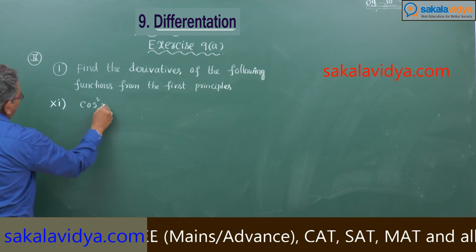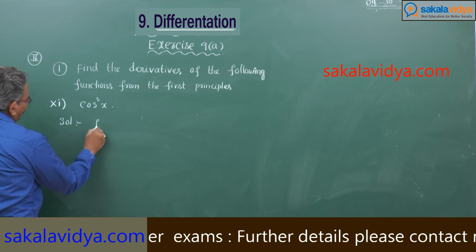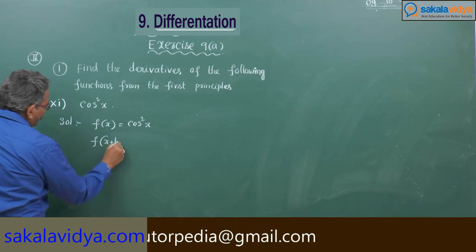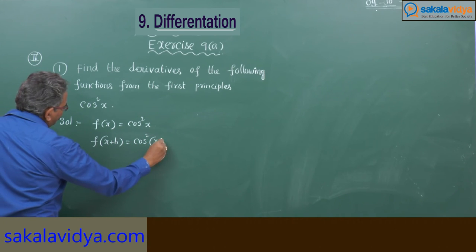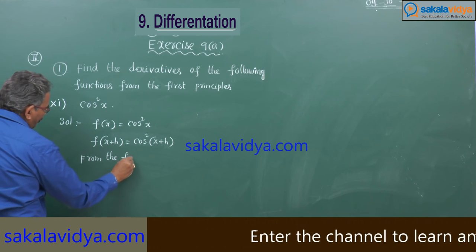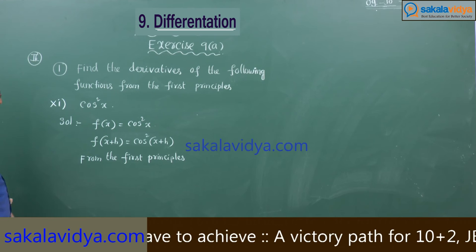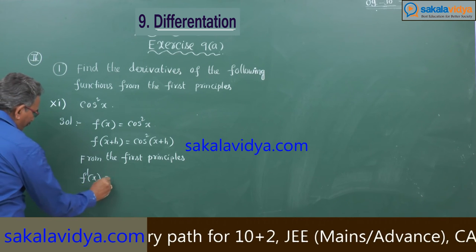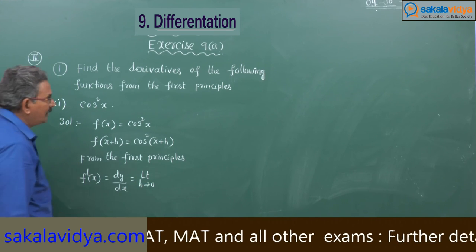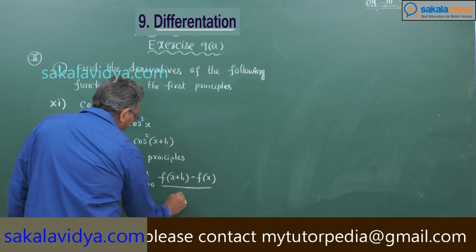Cos square x. Let us suppose f of x is equal to cos square x, f of x plus h becomes cos square of x plus h. From the first principles, f dash x is equal to dy by dx, limit h tends to 0 of f of x plus h minus f of x by h.